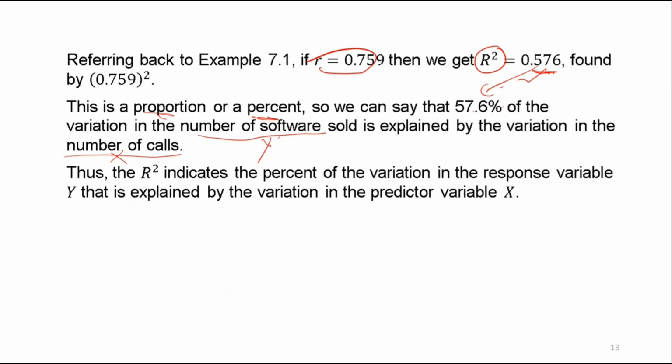Okay, if the question mentions the coefficient of determination, make sure you have a little bit of explanation, which is 57.6% of the variation in the number of software sold is explained by the variation in the number of calls. So you need to mention this part also because it carries marks. Okay, don't just give the value only. So you need to describe a little bit what the meaning of this value is.